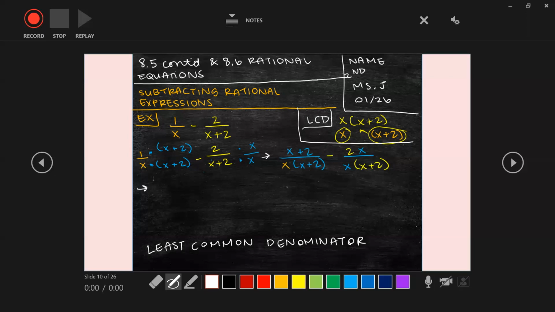So now you put it all over the same denominator. Like that's the point, right? Is that we don't want to have a bunch of fractions running around. So now we're going to have x plus 2, and we've got to use that negative to have a negative 2x all over, sorry, x times x plus 2.